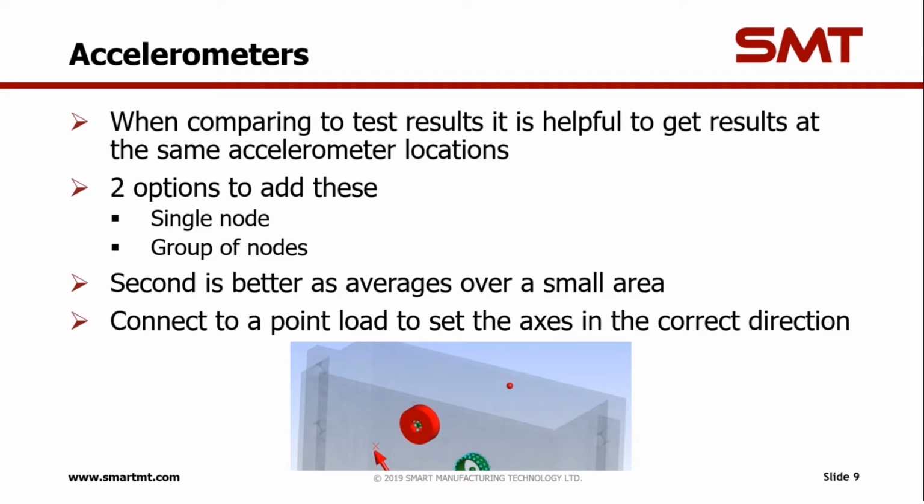We would also suggest connecting a point load to the node that you're adding, because this lets you actually get results in a particular direction. So you can orientate your point load to match your accelerometer axes, and then you can exactly compare the results from MASTA to your test results.